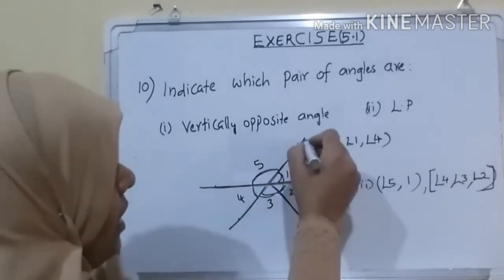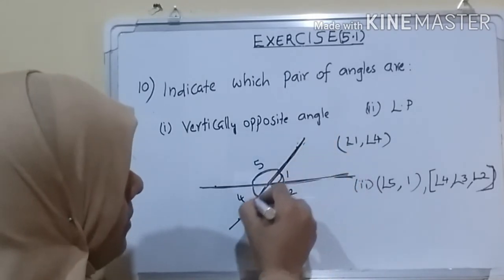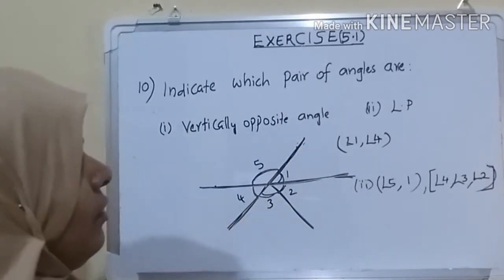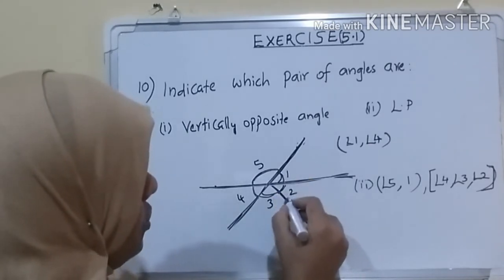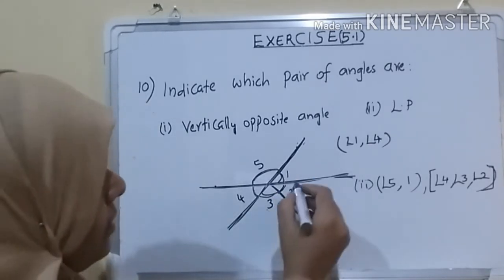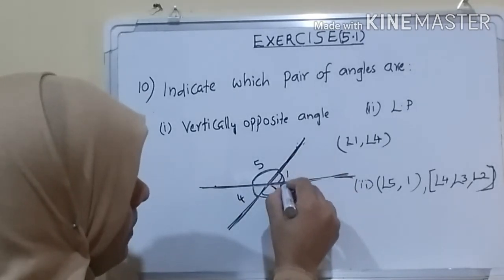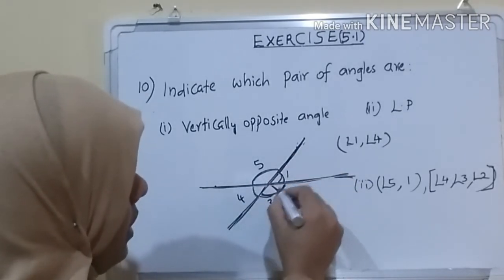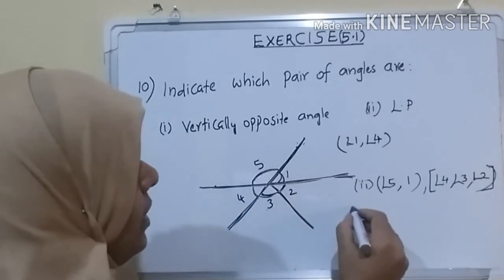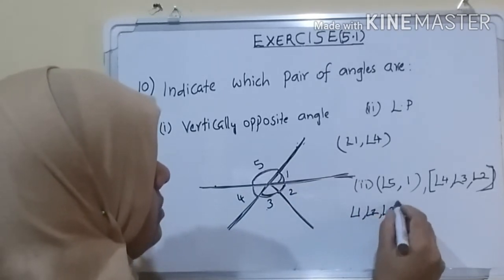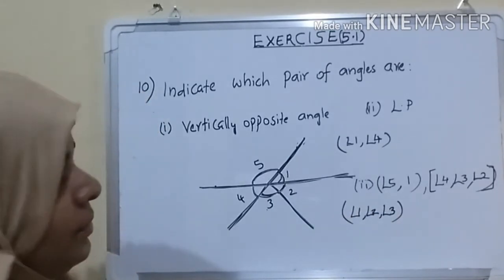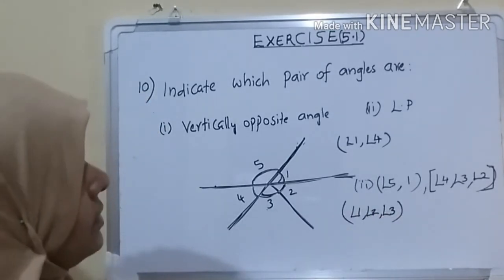Then consider this line. Okay. What are the linear pairs? Angle 1, angle 2, angle 3. Right. Consider this line. Then the angles lying on this line are angle 1, angle 2, angle 3. Okay. These three angles are linear pairs.